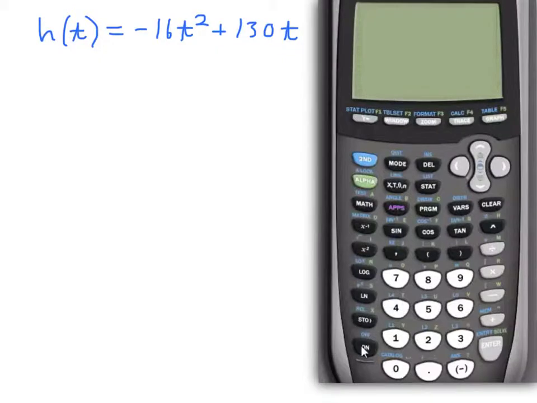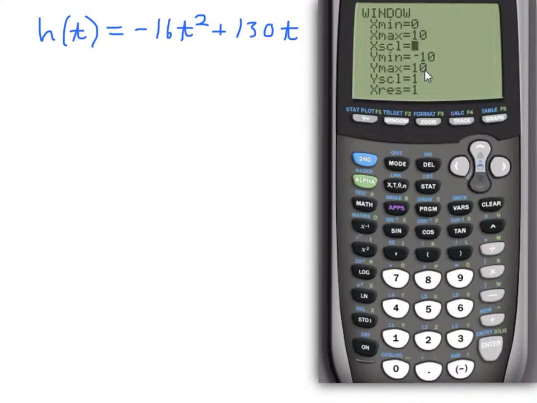Now you can also solve this graphically, and I'd like to show you on the graphing calculator how you can do that. You'd start by pressing your y equals key and entering in your function. So you'd put in negative 16 x squared plus 130 x. And then you need to set up your window by pressing the window key. I'll make the x min 0 and the x max 10, so that'll go from 0 to 10 seconds.